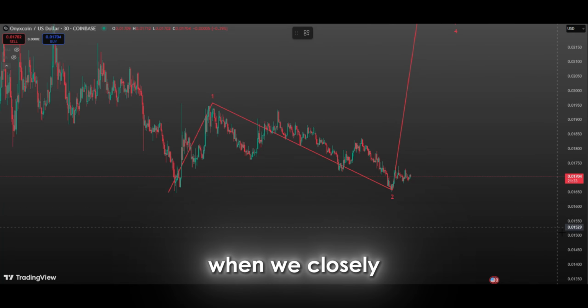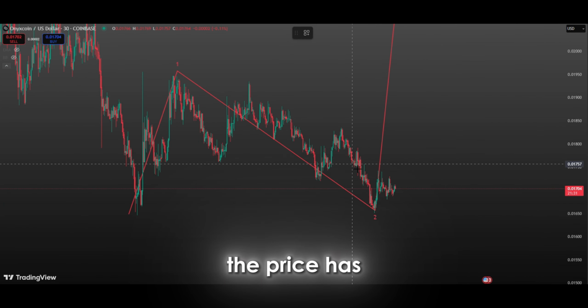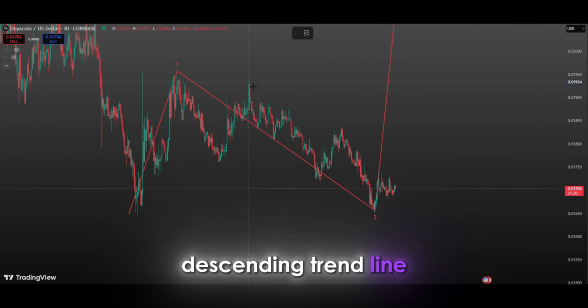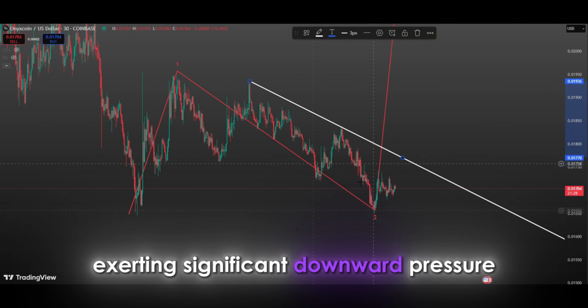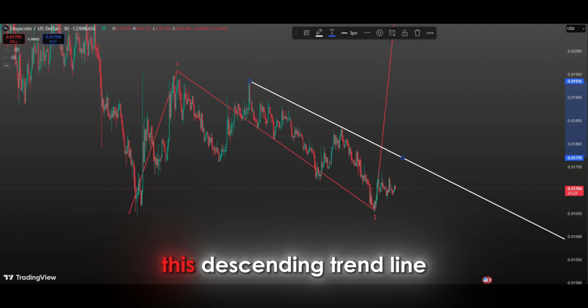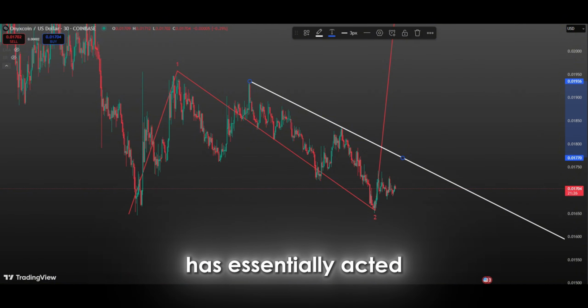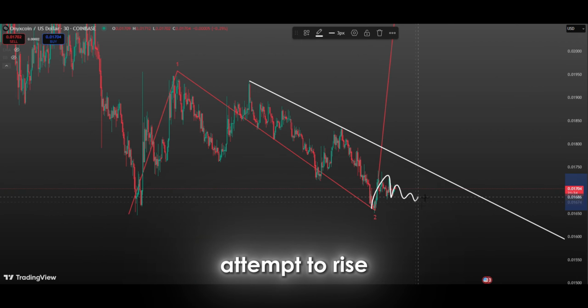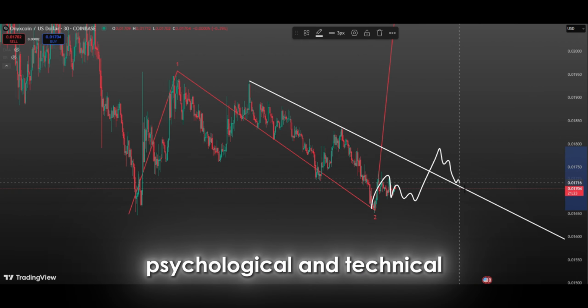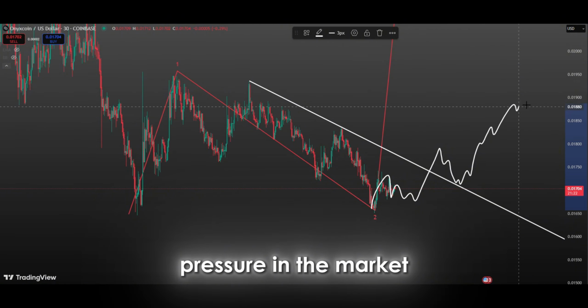Stay tuned. When we closely examine the chart, we see that the price has been facing a strong descending trend line that has been in effect for quite some time, exerting significant downward pressure. This descending trend line has essentially acted like a ceiling over the price, repeatedly pushing it down during every attempt to rise, creating substantial psychological and technical pressure in the market.